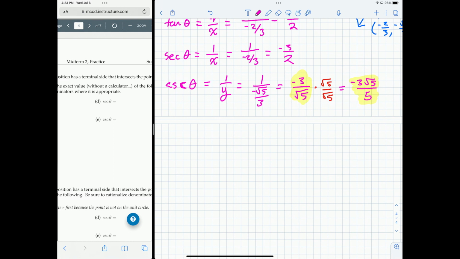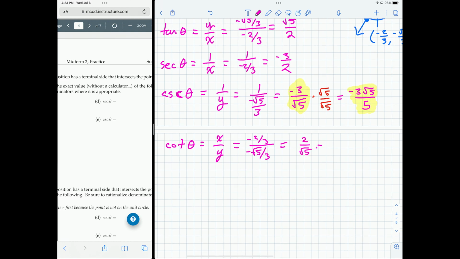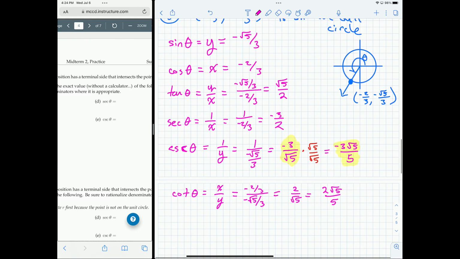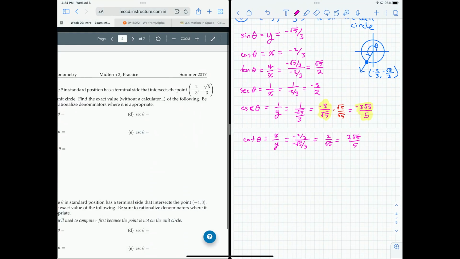This problem does not ask for cotangent, but if it did, cotangent is x over y, which would be negative 2/3 over negative root 5 over 3, which is 2 over root 5, or using the same process as the problem above, 2 root 5 over 5. So remember, this one was not asked for, but the other 5 were. Those formulas are what you use for unit circle trigonometry. So we did it. So what's next?